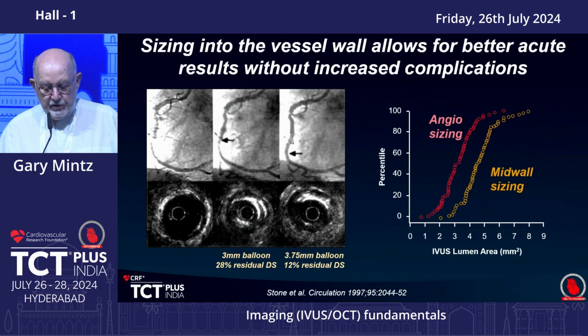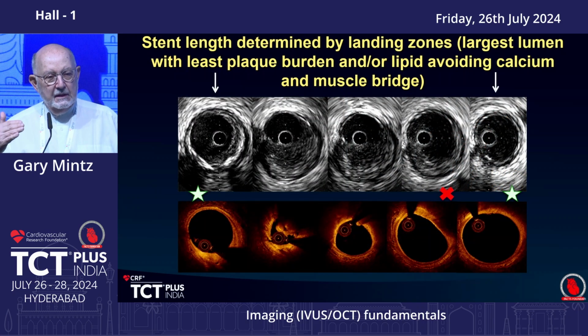And so Greg Stone showed years and years ago in a study called the CLOUT study that you can safely size into the plaque midway into the vessel wall to use a larger stent size, or larger balloon size, to get a better acute result. Now, as I mentioned, you size midway into the vessel wall, but you also identify landing zones. The best landing zones have the largest lumen with the least plaque and the least amount of lipid, and avoiding calcium and muscle bridges.